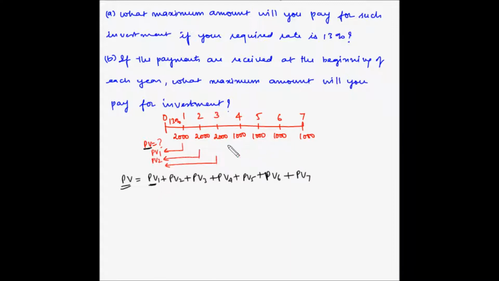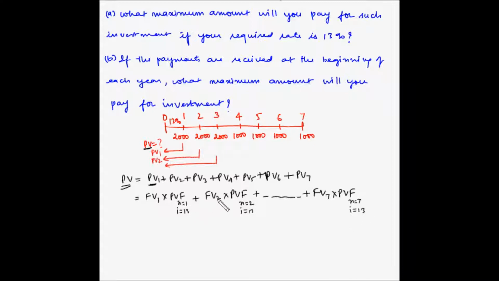Now, since this is not an annuity, each individual payment at the end of each year can be considered as a lump sum payment, and so we can use the present value factor of a lump sum. So basically we'll have PV1 is equal to FV1 into present value factor, where n is equal to 1 and I is equal to 13, plus FV2 into present value factor, where n is equal to 2 and I is equal to 13, plus FV7 into present value factor, where n is equal to 7 and I is equal to 13.